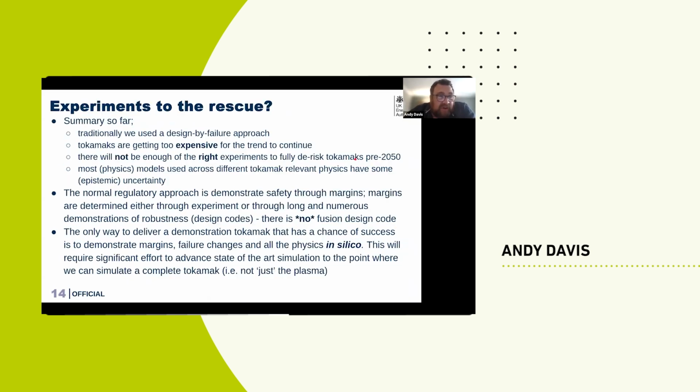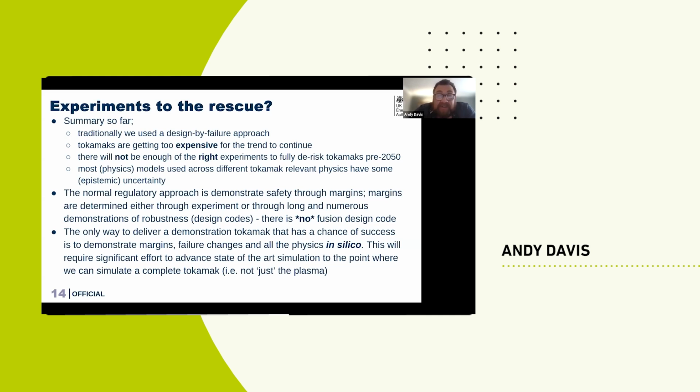So in summary thus far, we traditionally use design by failure. We can't do that for that trend to continue. There will not be enough of the right experiments to de-risk tokamaks before 2050. And many of the models we actually use in tokamaks have some uncertainty around them. Thinking of it from a regulatory standpoint, often we demonstrate safety through margins, and margins are determined by experiment, or through long and arduous demonstrations of robustness. We don't have that. There isn't the data, right? There is no data to base a fusion design code on.